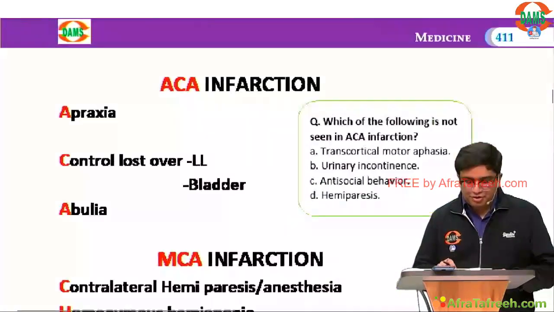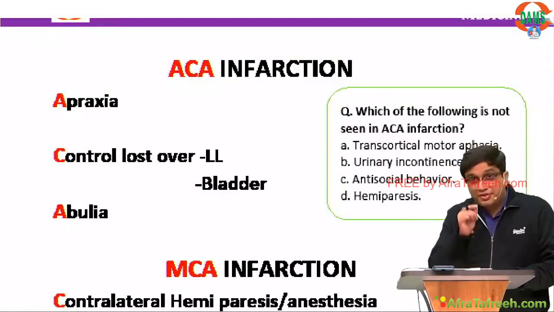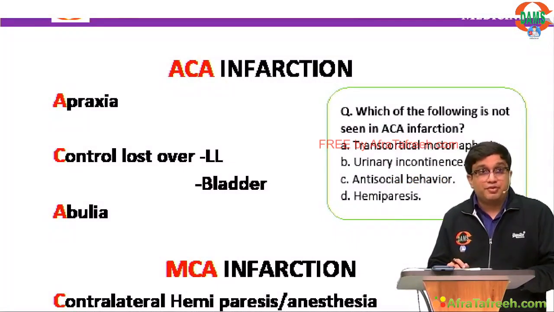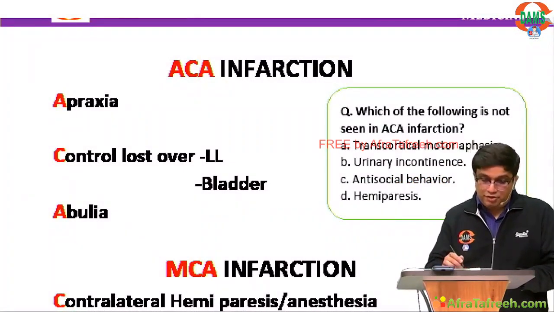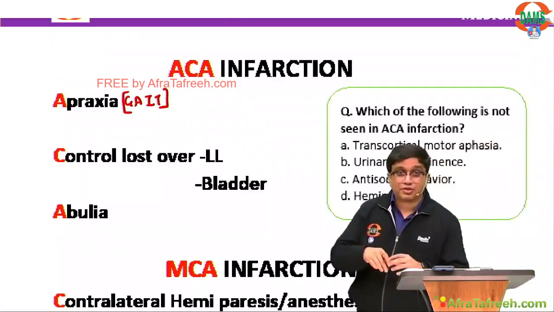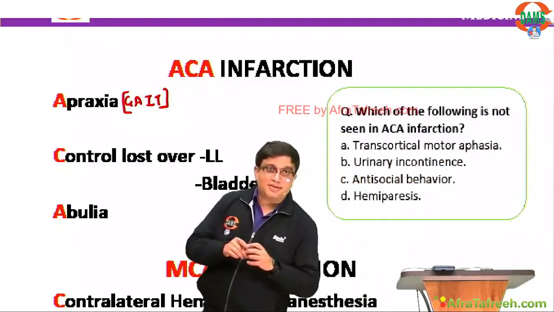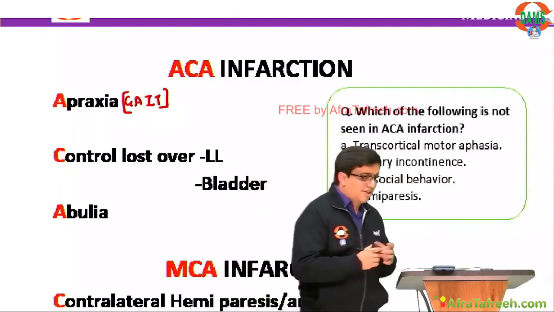Now let's move on to the stroke, the ACA infarction, the first one. In a patient of ACA infarction, usually we have an apraxia of walking known as gait apraxia. Since the patient's lower limb is weak, he cannot walk easily. So he keeps on dragging his feet on the floor. So that's a gait apraxia patient.